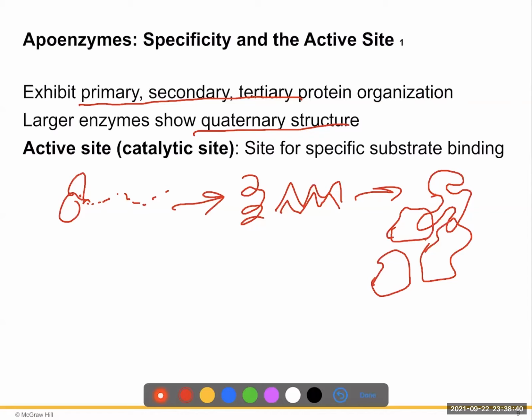The active site is called the catalytic site, where the reaction occurs, where catalysis occurs. It's a site that's specific for substrate binding. The substrate binds to that site.